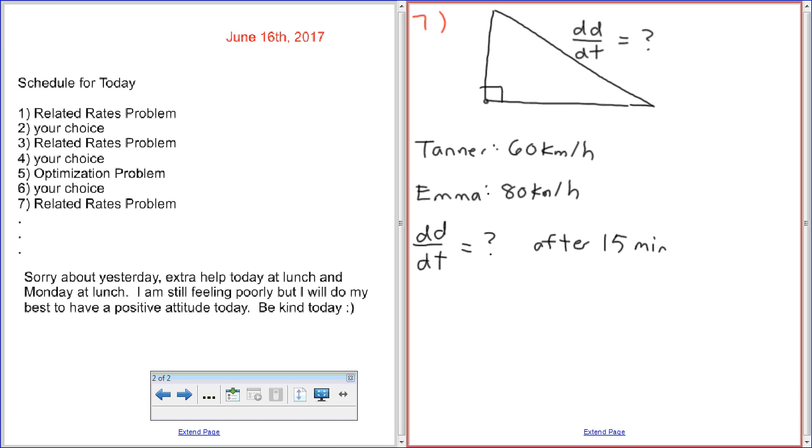Now this is what got some people mixed up here. There's a lot of information going on here. Look at your test here if you want it. Why is it dD over dt? Because that's the rate of change they want. They want to find the rate of change of distance. That's what they're looking for.